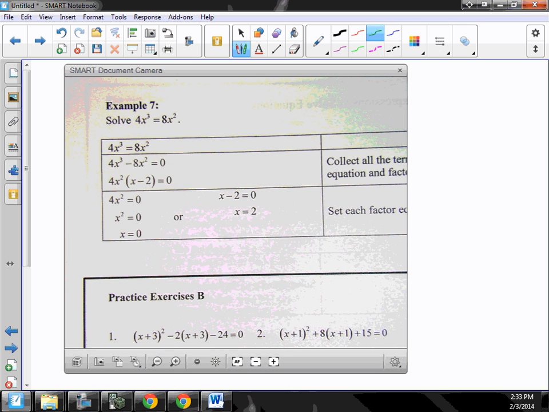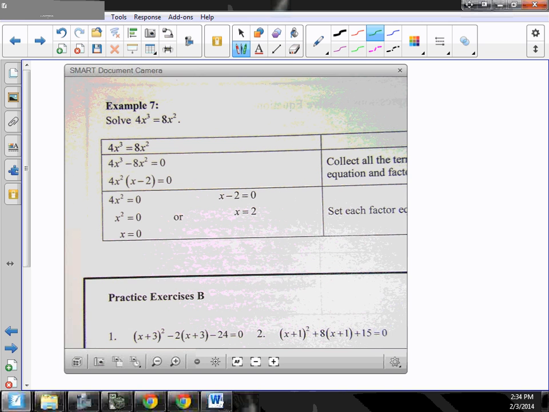Why did they not use substitution here? Okay, that makes sense. All right, so 4x to the third minus 8x squared. I don't really know why they put this in here, but maybe it'll apply. So I need to set it equal to 0. So 4x to the third minus 8x squared equals 0.